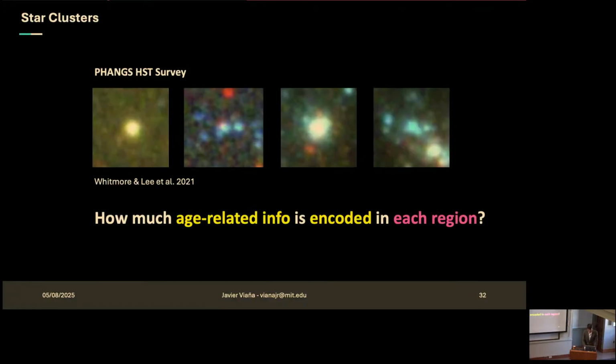Now, the question here is how much age-related information is encoded in each region of the image. So the model in this case is going to be taking each of these images individually. These are different star clusters, and then predicting what is the age of this star cluster. It's a regression problem as opposed to the previous one that was a classification problem. Although every classification problem is really a regression problem behind the scenes. But can we predict what is the age of each of these?